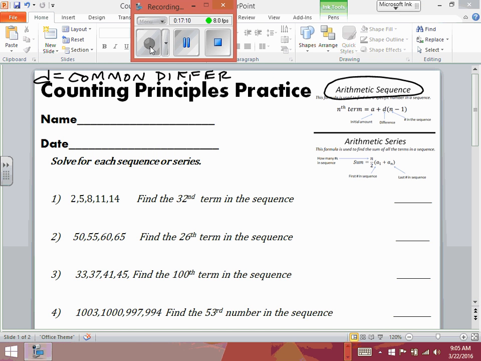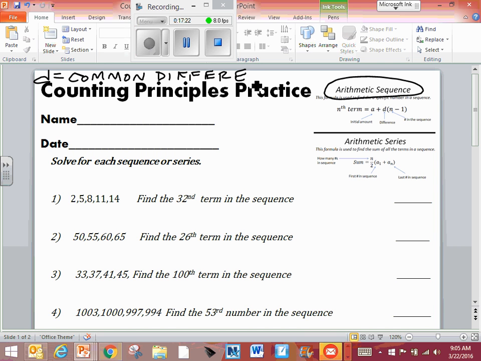I believe it's called common difference because to find the number that you add to the next one, you have to do some subtraction initially to get the answer to find it out. So let's see how we do that. The common difference.